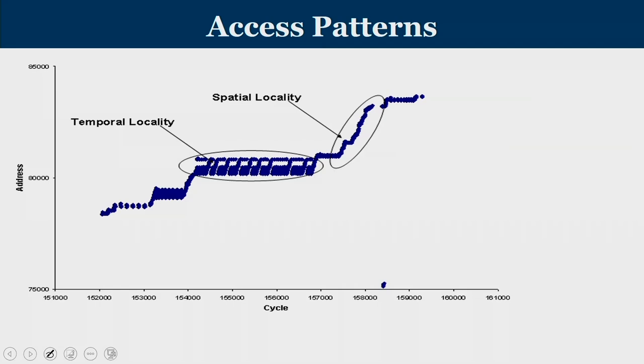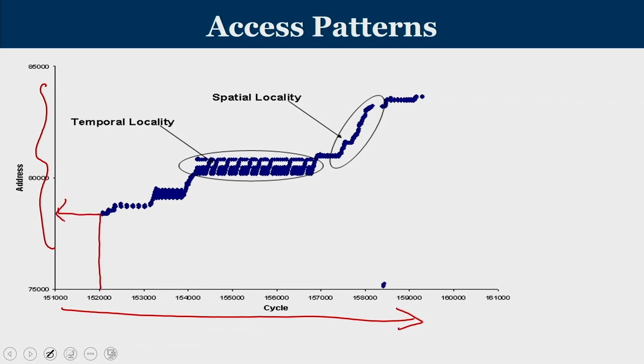Look at this graph. On the x-axis, we have the clock cycles, and on the y-axis, we have the address locations. Let's say my program is relatively spread across addresses 75,000 to 85,000. These are the locations in the main memory that a particular program is currently accessing. As time progresses on the x-axis, at this particular time the address is somewhere around 78,000, where the program is currently working. As time progresses, you can see that the address locations change. Going up means it is going to a higher address.